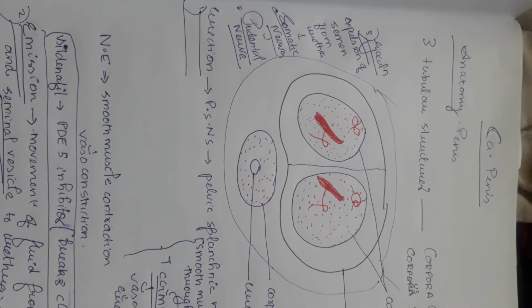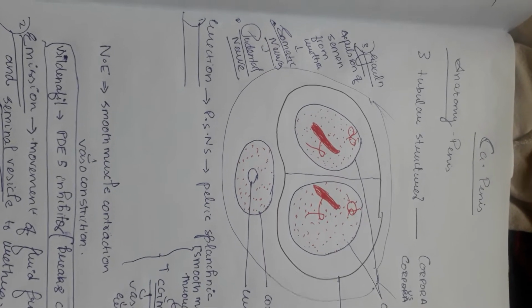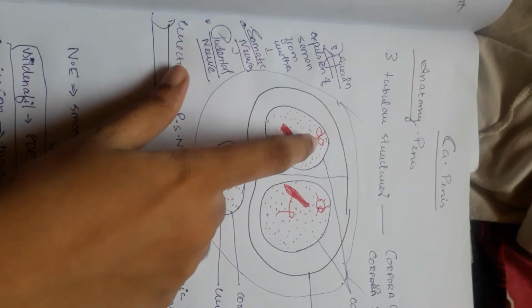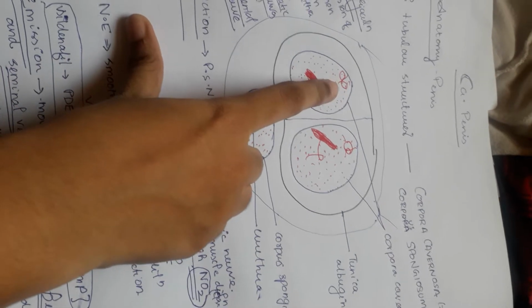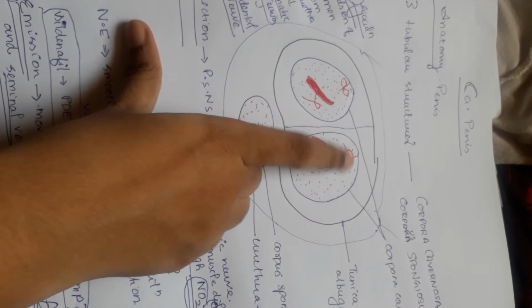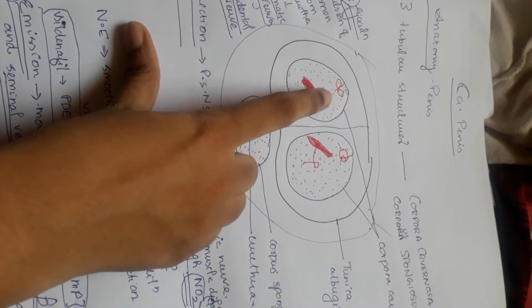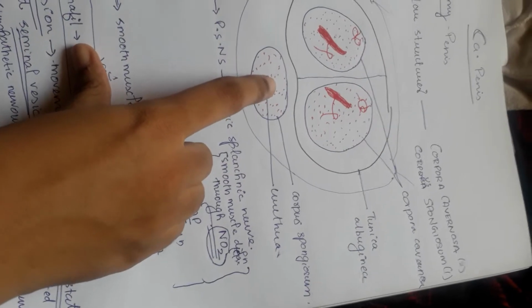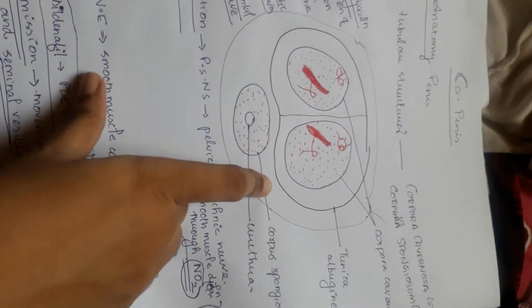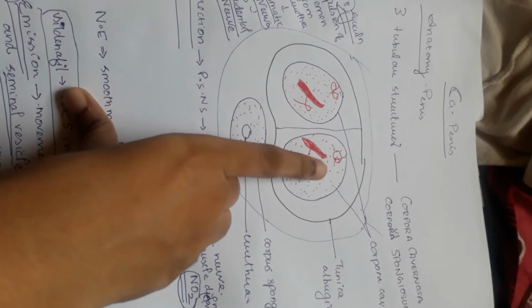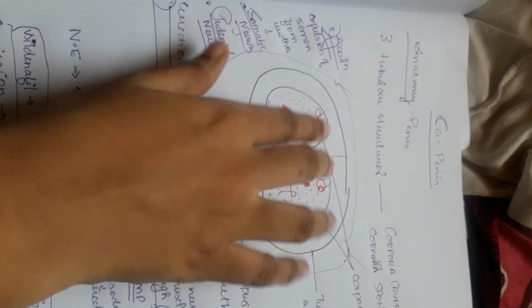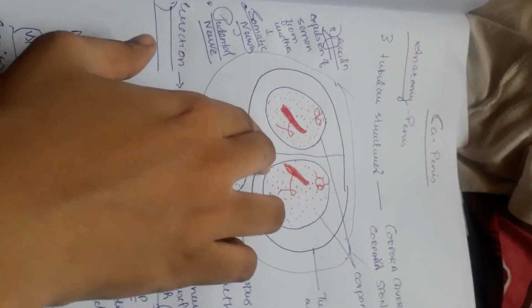Penis is a male reproductive organ which is composed of three tubular structures. So it has three tubular structures. The first one is a pair of corpus cavernosum, or in plural we can say corpora cavernosa, and the next one is corpus spongiosum. The corpora cavernosa is a tubular structure which is opposed to each other and it is anchored posteriorly to pubic ramus.